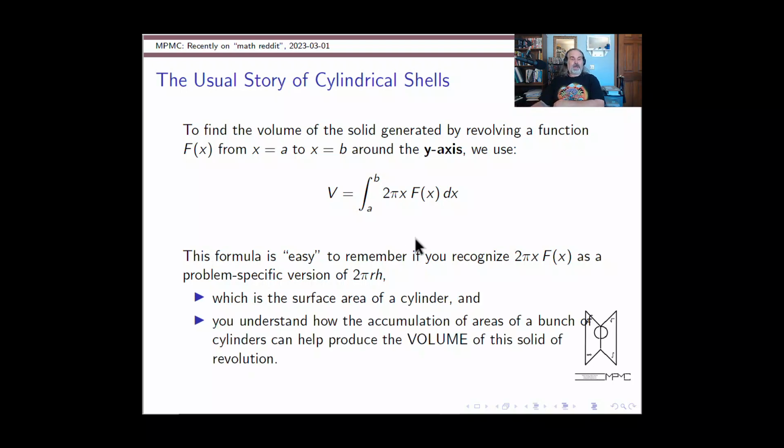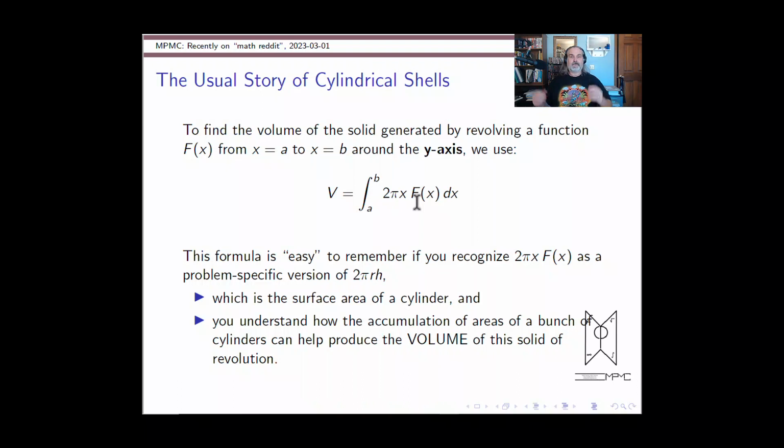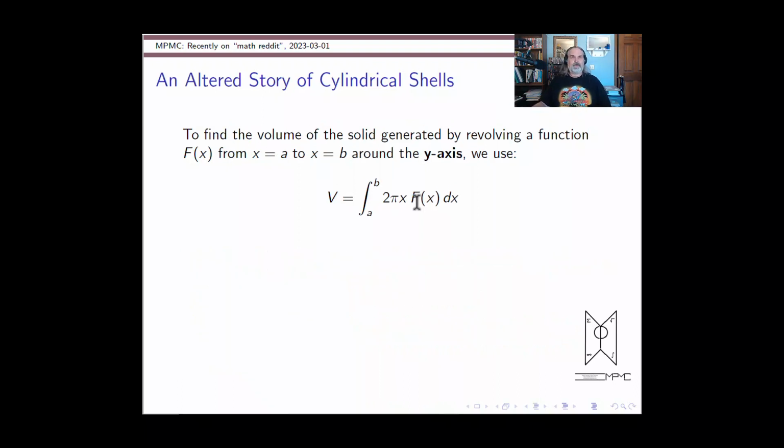And so you have to think about, well, why in the world would you accumulate infinitely many areas of cylinders to produce a net total volume? Well, the answer to that is if you think about a bunch of stacking cups that little 2-year-olds play with, right? You have a series of 10 stacking cups. There's the skinny one and the bigger one and the bigger one and the bigger one. Each one of them has an area, 2 pi rh. But when you stack them all together, what do you have? You have a solid volume constructed out of all these stacking cups. So that's how this works in a very, very rough sense.